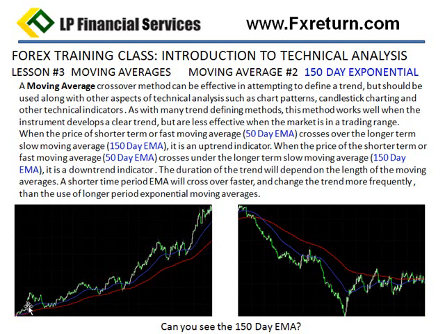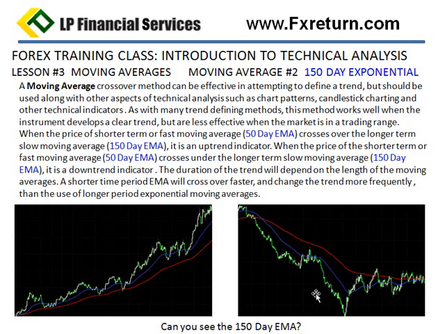When the price of the shorter-term moving average, or fast moving average, the 50-day EMA, crosses over the longer-term slow moving average, the 150-day EMA, it's an uptrend indicator. When the shorter-term or fast-moving average, the 50-day EMA, crosses under the longer-term slower moving average, the 150-day EMA, it is a downtrend indicator.